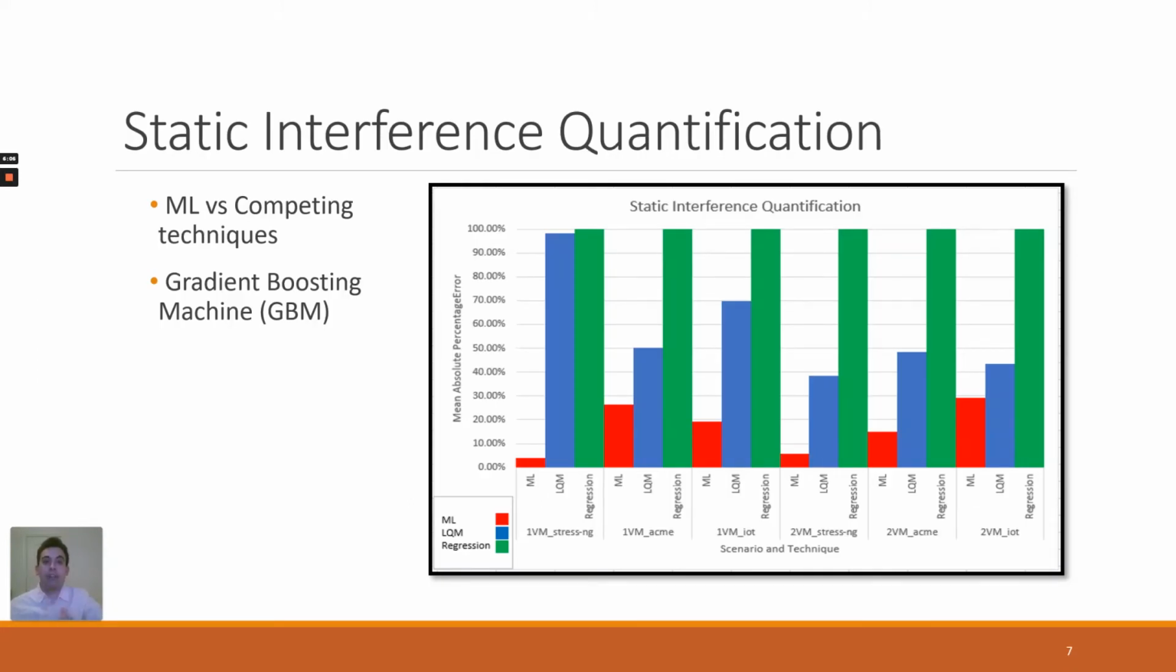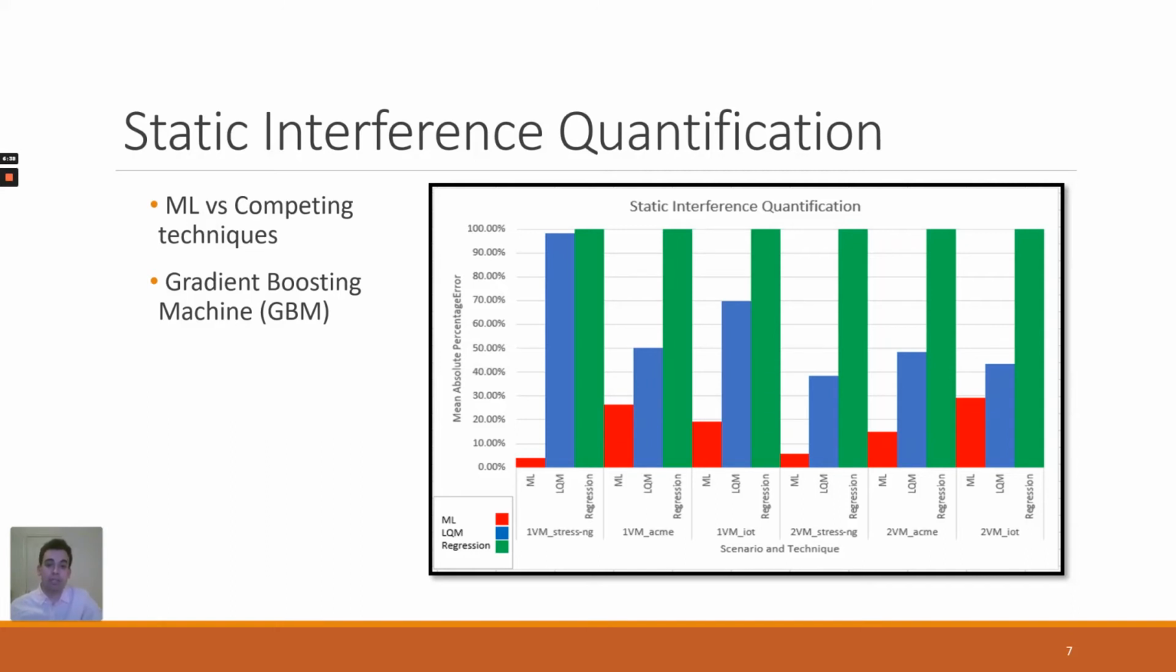Now recall that we evaluated our static interference modeling technique against linear regression and layered queuing models, both of which have been used in prior works for microservice performance interference modeling. Our static ML modeling technique outperforms these by as little as 14% and as much as 1200%. In all scenarios, AutoML selected the gradient boosting machine as the best performing ML model considered.